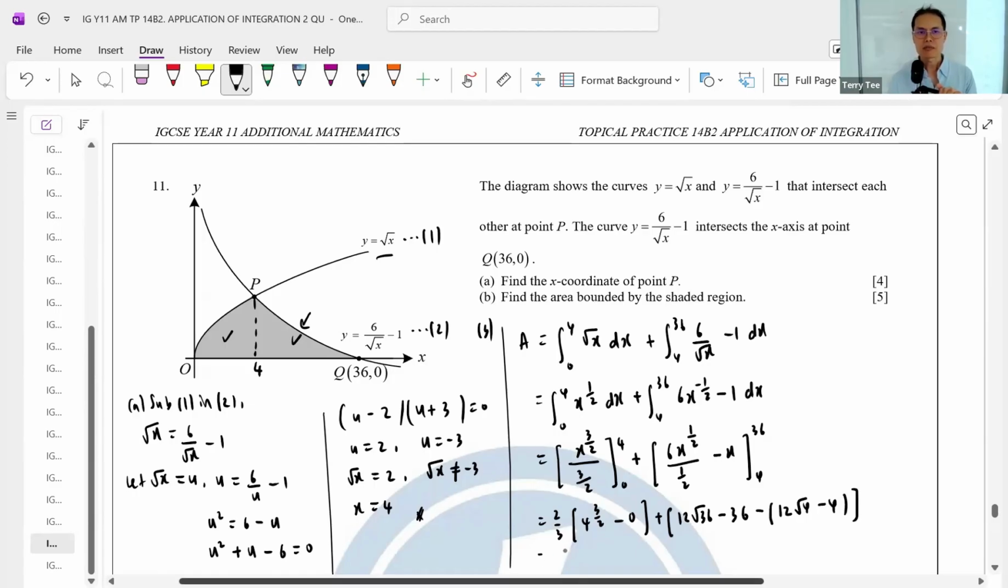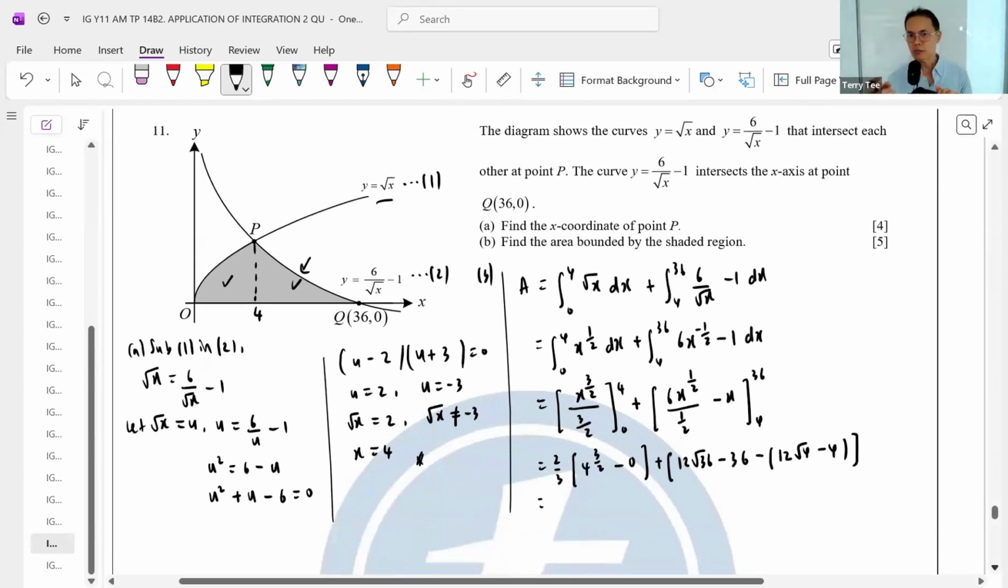Okay, it's very long. Now, let me move on a bit. We know 4 power 3 over 2 means square root 4 cubed. Square root 4 is 2. 2 power 3 is 8. 8 times 2, 16. Next one, plus 12 times square root 36. 12 times 6 is 96. You minus 36. Then you have a minus 12 times 2 is 24, minus, plus 1 more 4. You can use a calculator.